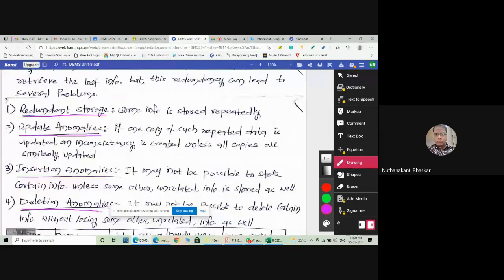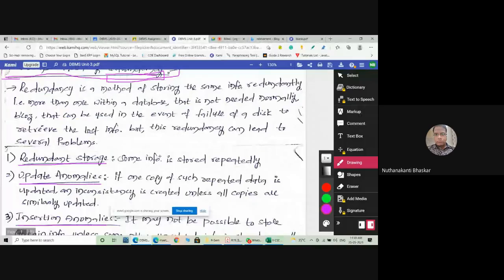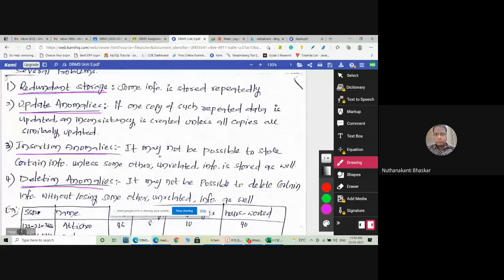That means when you perform any operation on this redundant data, it is not consistent. An inconsistent operation will be performed. Do you know the meaning of inconsistent? What I want to perform never performs the same way. It affects other records also. So that is exactly what inconsistency is. Understand? The problems are redundant storage, update anomalies, insertion anomalies, and deletion anomalies.